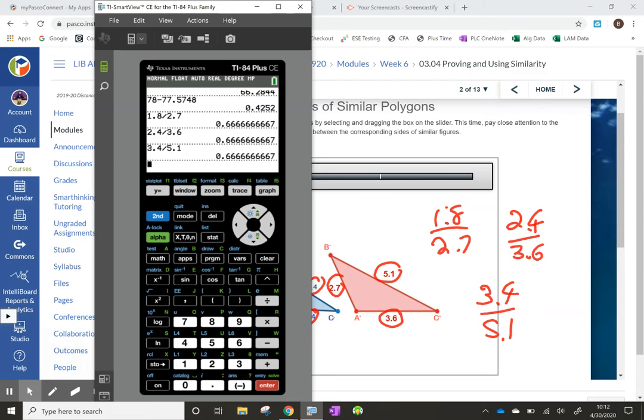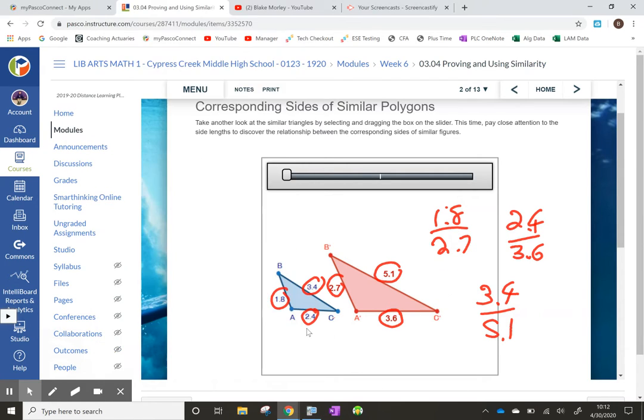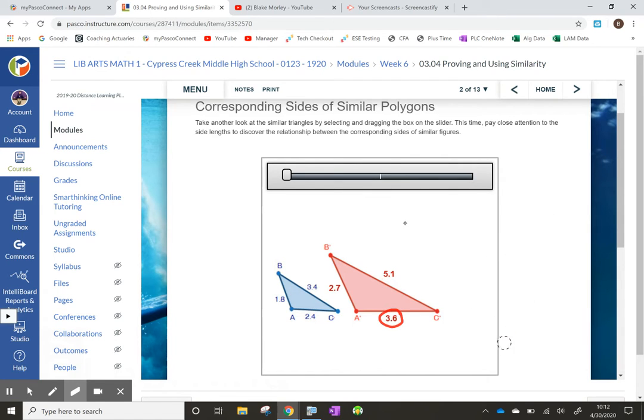So since all three fractions match, then you know that each side is proportional to the other and that these two triangles are similar. So that's how you would test to see if the sides are proportional. If the angles are all the same, like we saw on the first page, then they're similar triangles. But the sides don't have to be the same, because remember, it's not going to be congruent. The sides just have to be proportional. So as long as the sides are all proportionally the same, like these sides were 0.66 repeating, then you have a similarity.